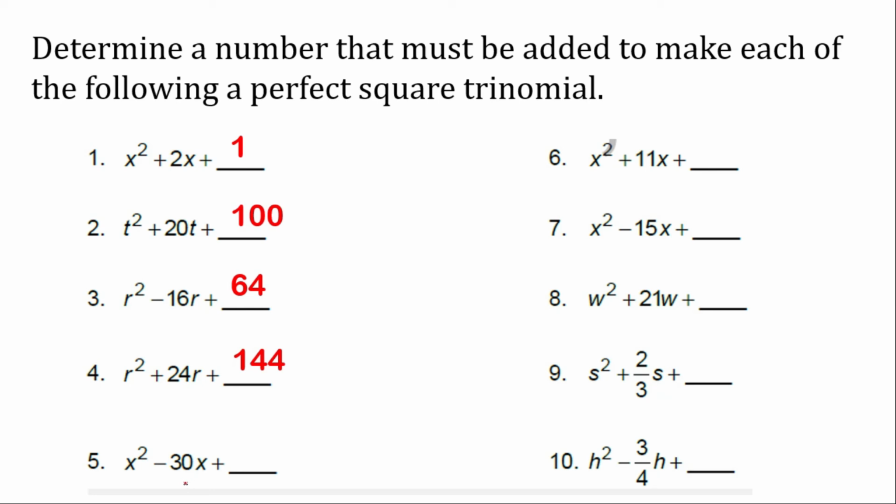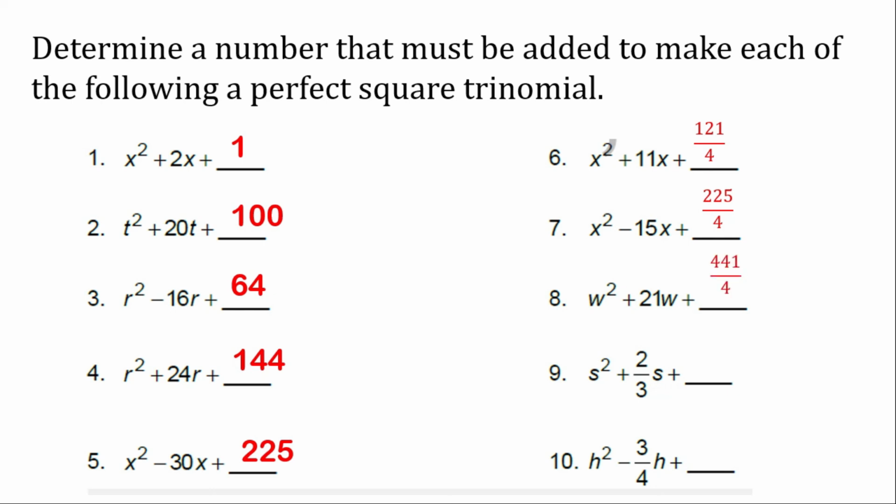30 divided by 2 is 15. 15 squared is 225. Now this one is kind of tricky. 11 divided by 2, that is 11 over 2. So 11 squared is 121 and 2 squared is 4. Okay. 15 divided by 2, we cannot simplify it. So 15 squared is 225 over 4. 21 divided by 2, cannot simplify that.